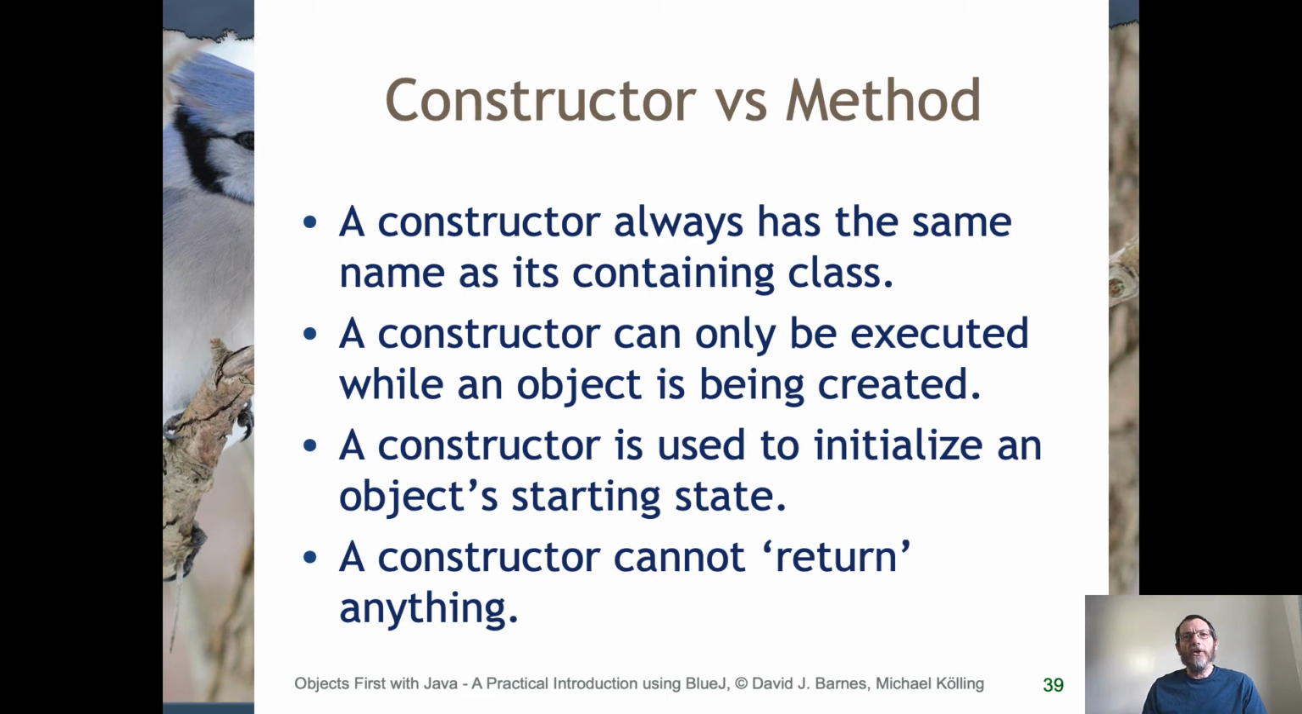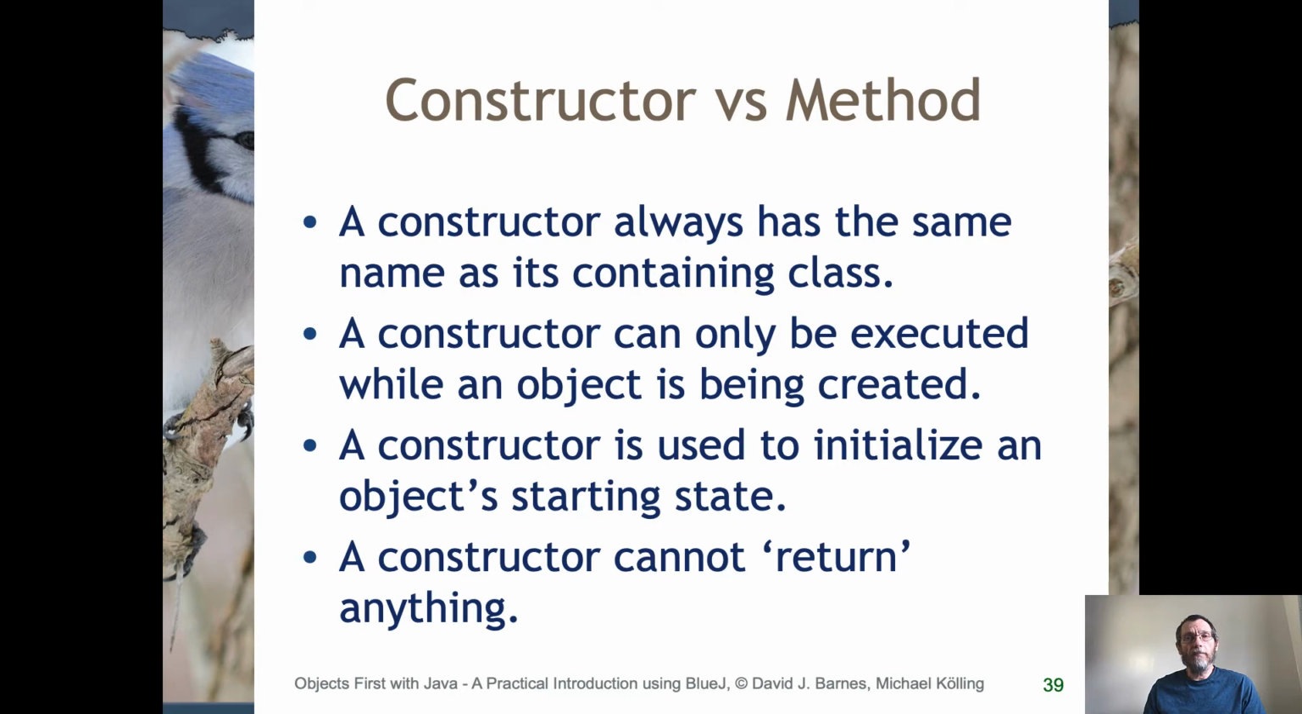So a constructor always has the same name as its containing class. But a constructor can only be executed while an object is being created. And the clue's in the name. It's called a constructor. So the idea is that when we create or construct an object, that's the point at which the constructor kicks in, performs its action, and then for the rest of the object's life, the constructor really plays no part in that at all. So a constructor's role is purely to initialize an object's starting state, and thereafter its job is done.